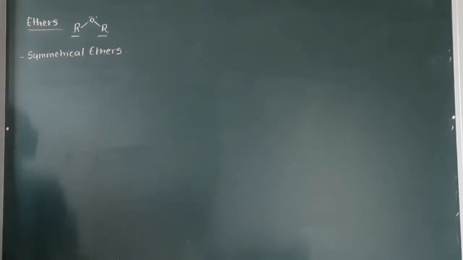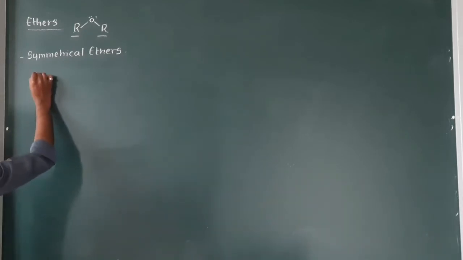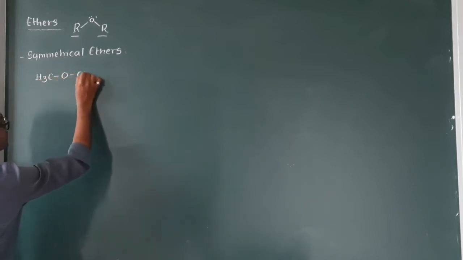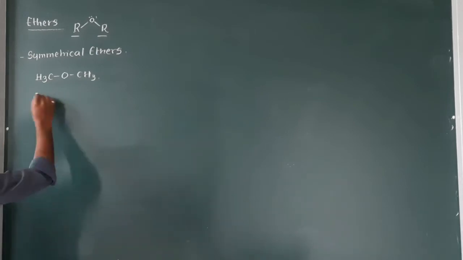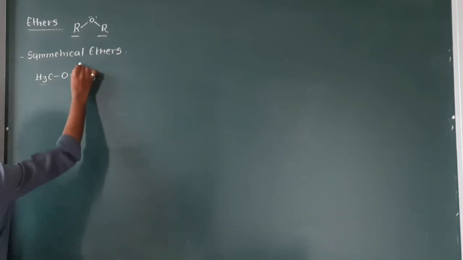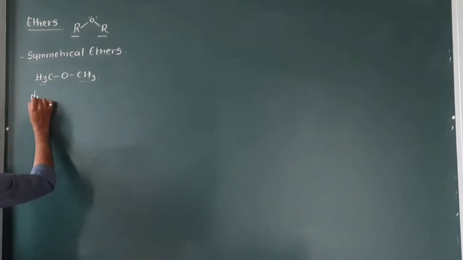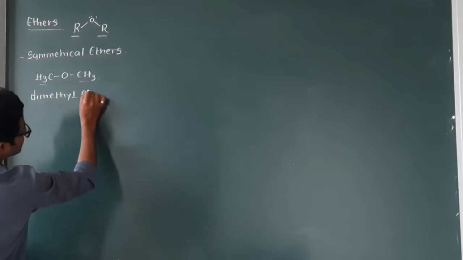Now, when we take a look at the symmetrical ethers, what we understand there is, if we want to name them, like CH3OCH3, the common name, we call it dimethyl ether because we have two methyls over there. So the common name will become dimethyl ether.